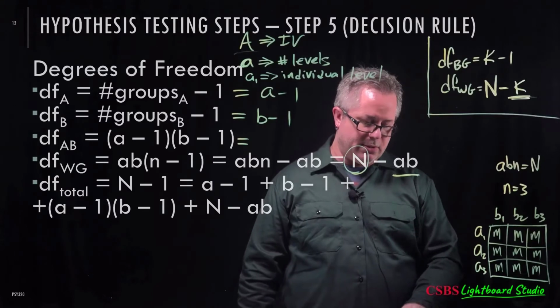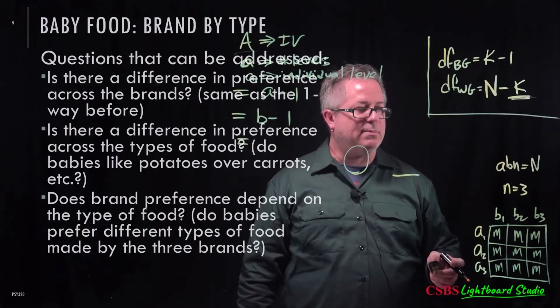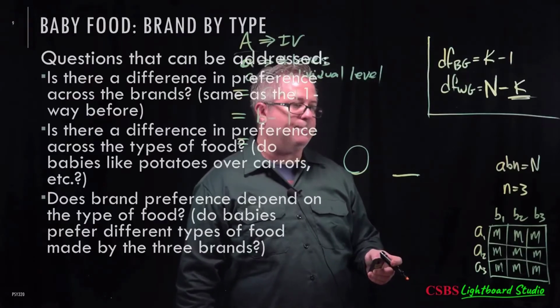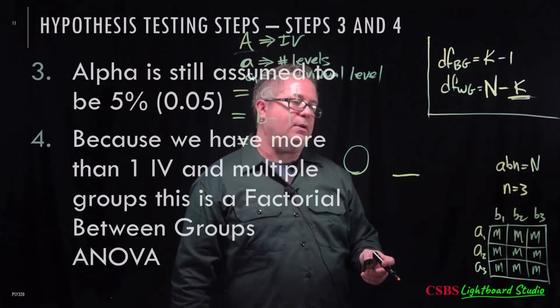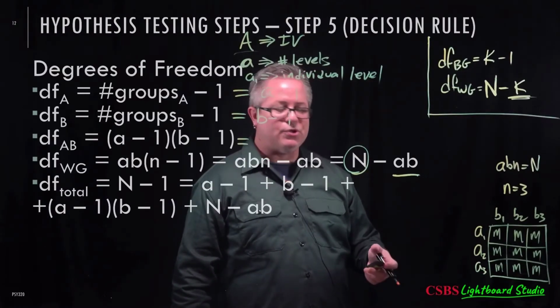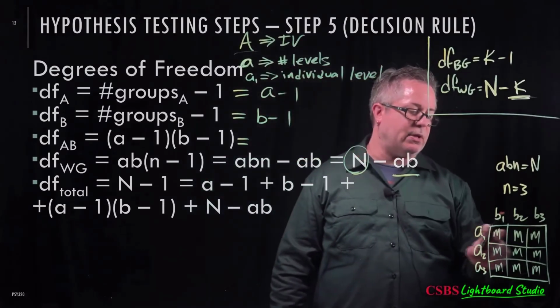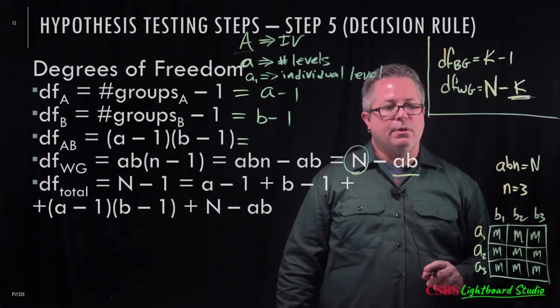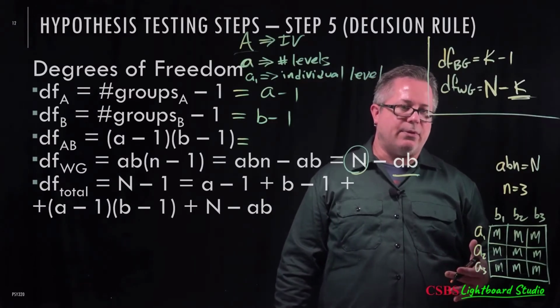And if you want, you can go back to this and count them. There are, in fact, 27. Okay, 27 babies were randomly selected and then randomly assigned to one of these 9 different combinations of brand and type. All right, with all that being said, we can now figure out degrees of freedom.